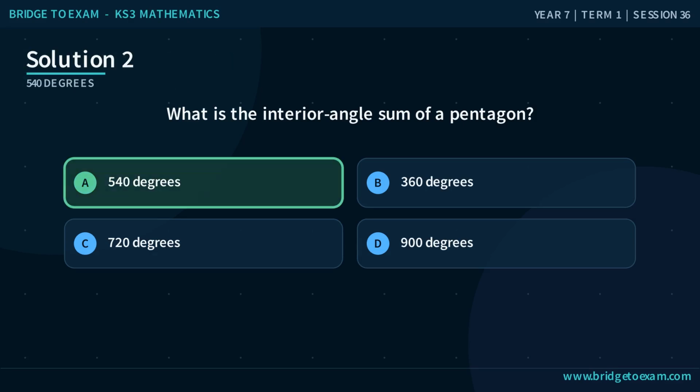Option A is correct, 540 degrees. 5 minus 2 is 3, and 3 times 180 is 540.